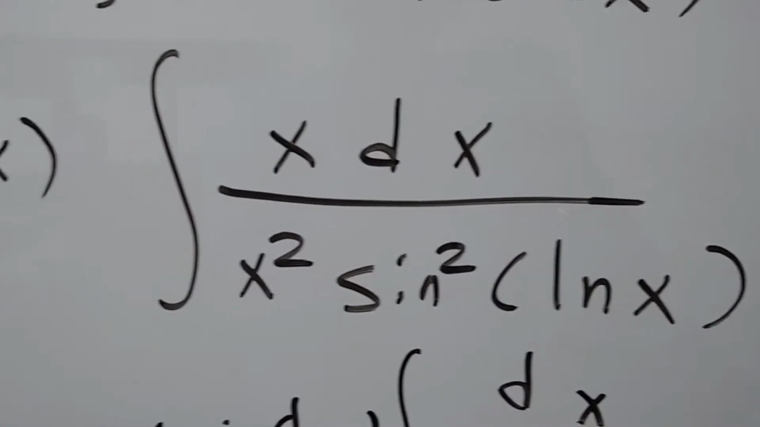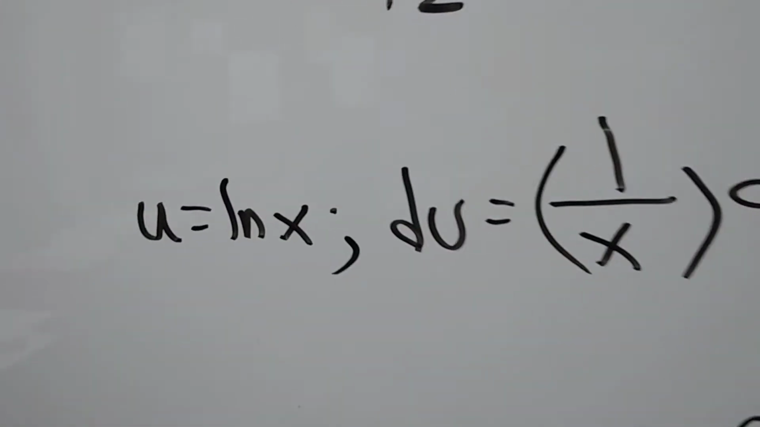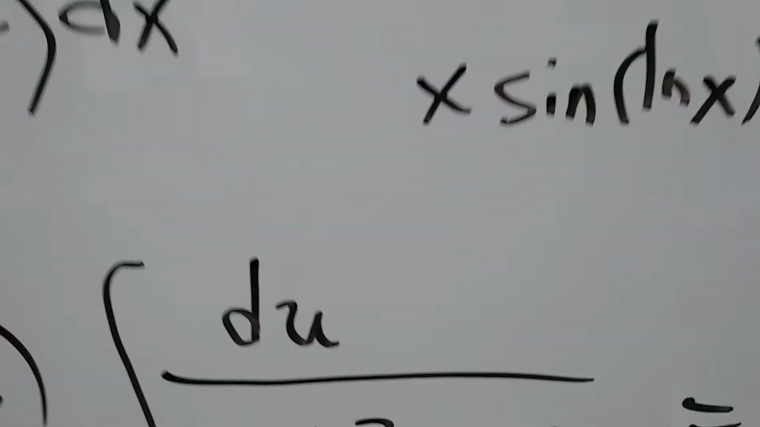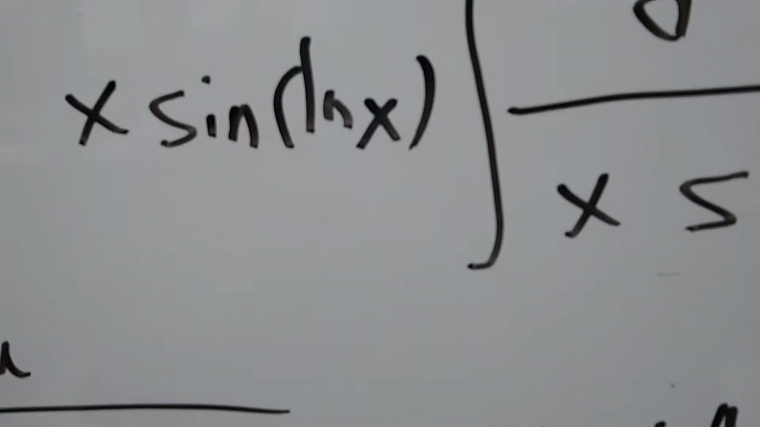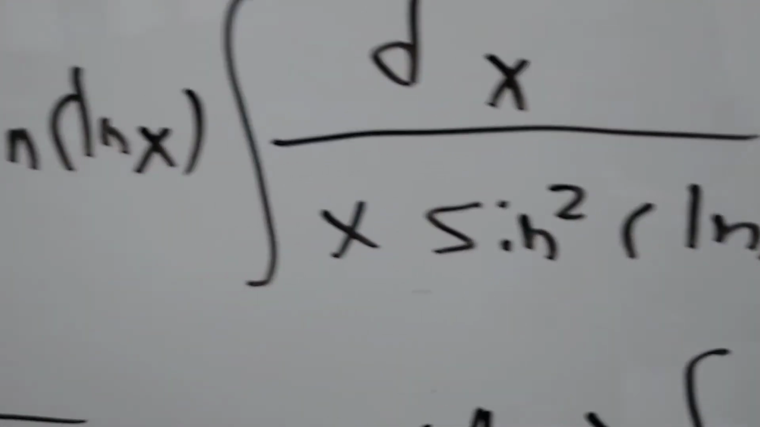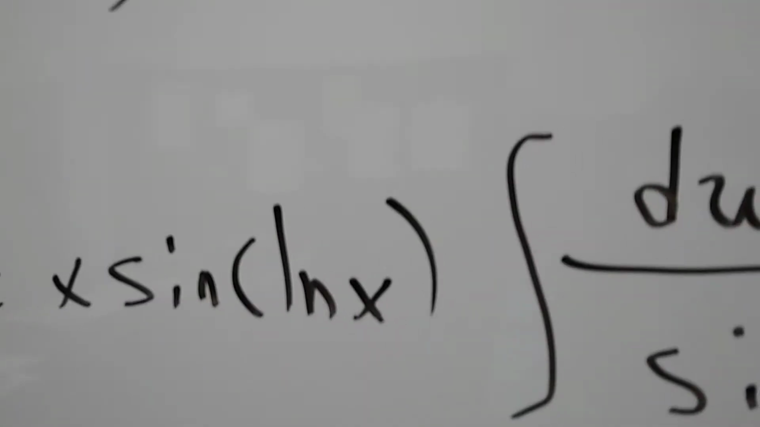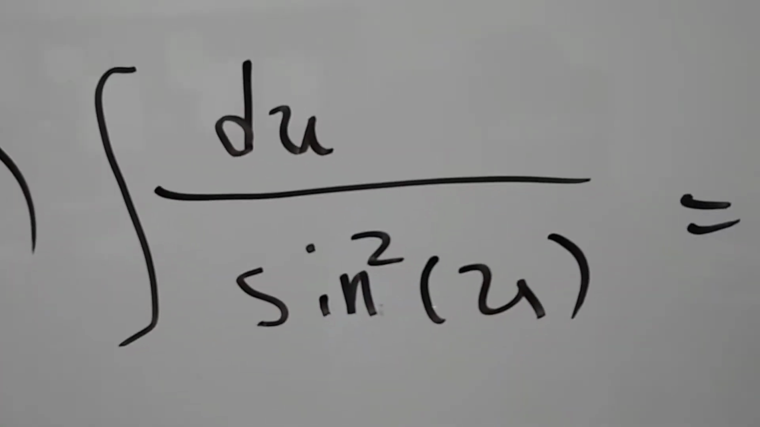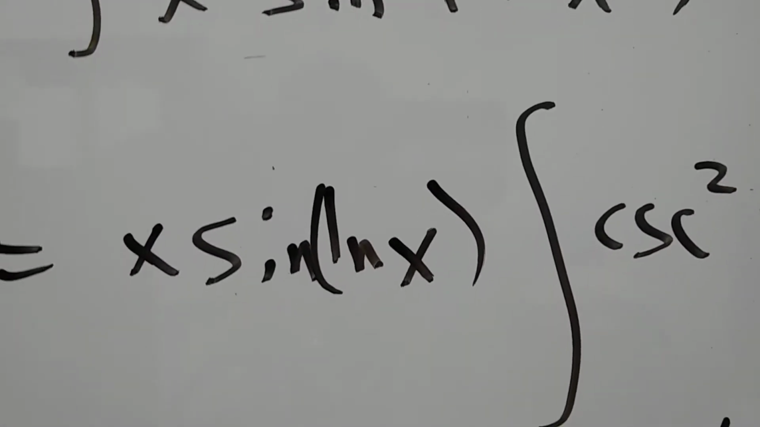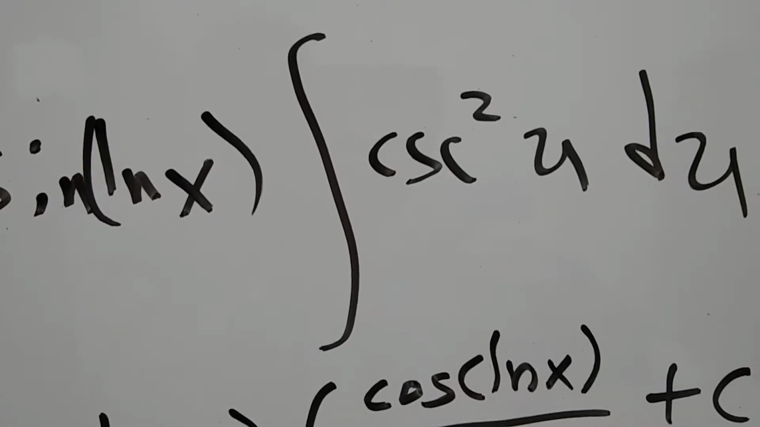Well, now we can do some substitution by letting u equal to ln of x. du is going to be 1 over x dx. We've got all these characters here in my equation. You look at it. Cool. So now I have x sine of ln of x times the integral of du divided by sine squared of u, and it's going to be equal to x sine ln of x times the integral of cosecant squared of u du.